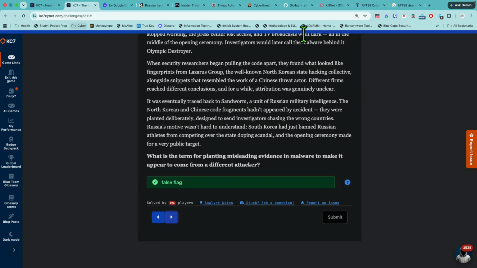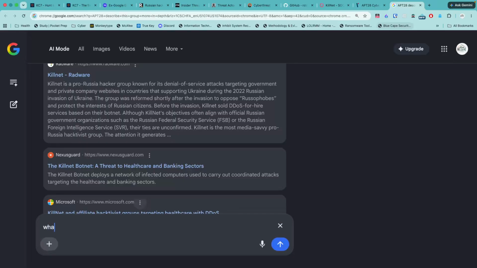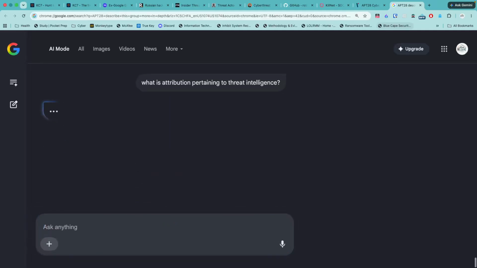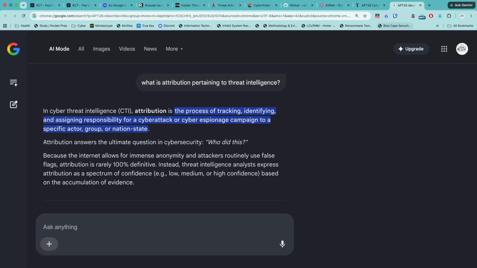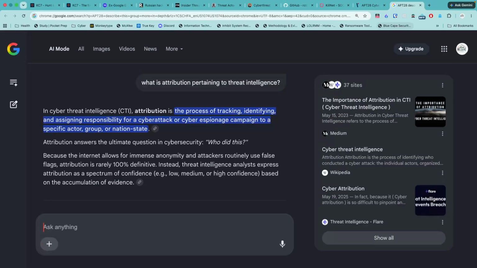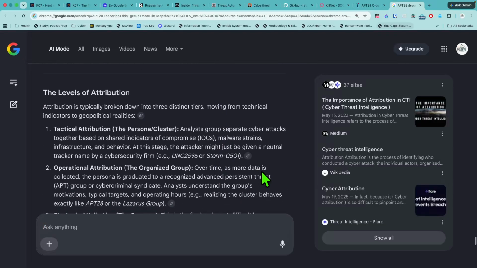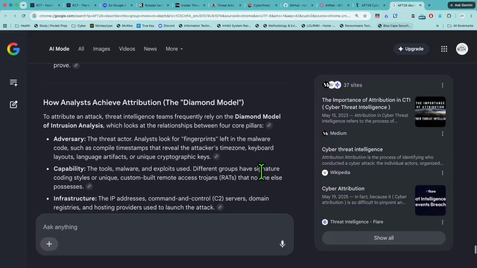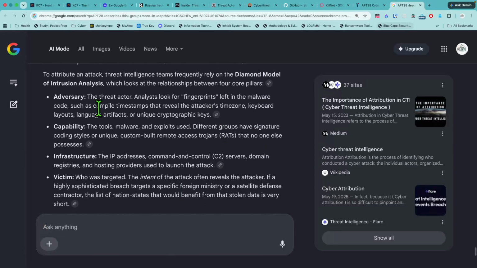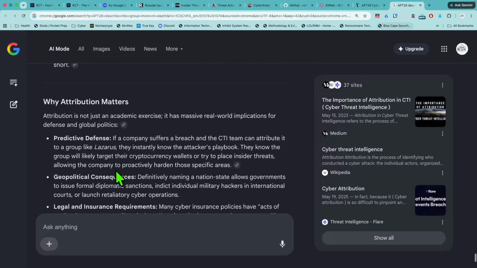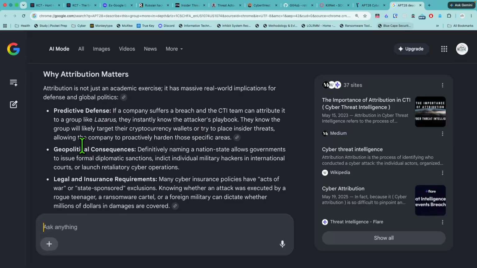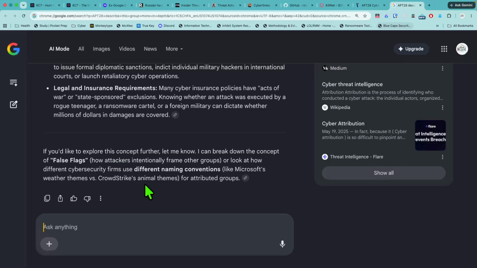All right, so to help you guys better understand what attribution is, what is attribution pertaining to threat intelligence? All right, what is attribution? Let me explain. Attribution is the process of tracking, identifying, and assigning responsibility for a cyber attack or cyber espionage campaign to a specific actor, group, or nation state. Basically, what attribution does is it answers the question, who did this? There are levels of attribution right here: technical, operational, and strategic. How analysts achieve attribution using the diamond model, such as understanding the adversary, capability, infrastructure, and victim. Why attribution matters: because of predictive defense, geopolitical consequences, and legal and insurance requirements, and much, much more.